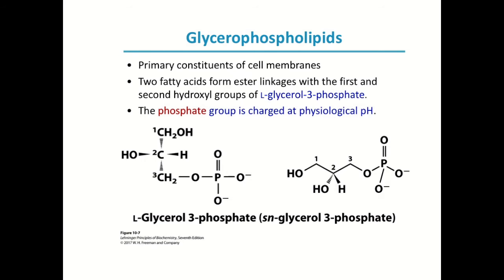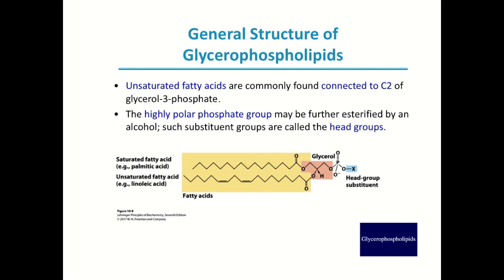Glycerophospholipids are the primary constituents of cell membranes. They are composed of 2 fatty acids which form ester linkages with the first and second hydroxyl groups of L-glycerol 3-phosphate. The phosphate group, this group here, is charged at physiological pH. So here we have the general structure of glycerophospholipids.